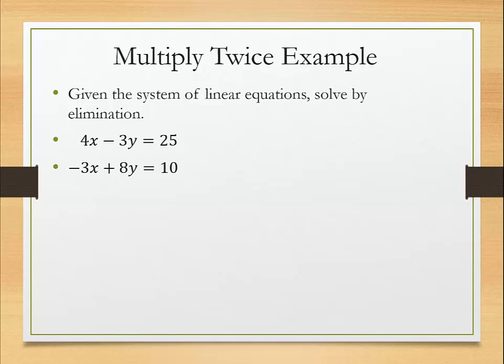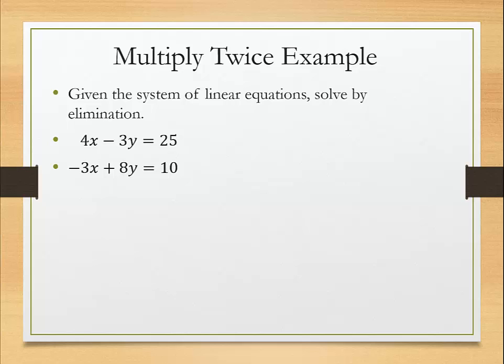Next, multiply twice example. Given the system of linear equations, solved by elimination. So we have 4x minus 3y equals 25 and negative 3x plus 8y equals 10. And for this one, we can cancel the x's or the y's. Let's go ahead and do the x's this time.